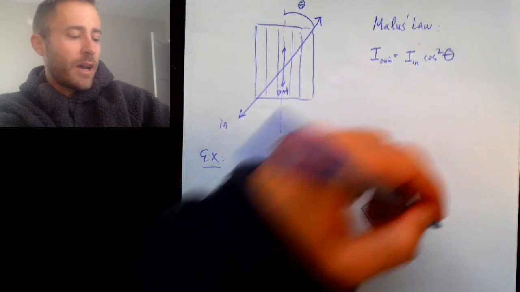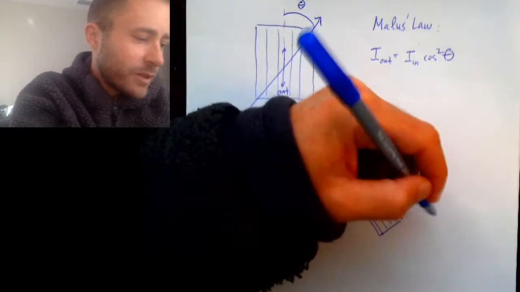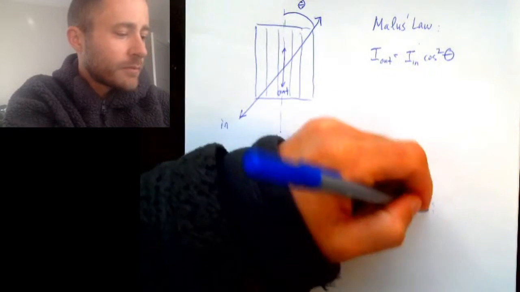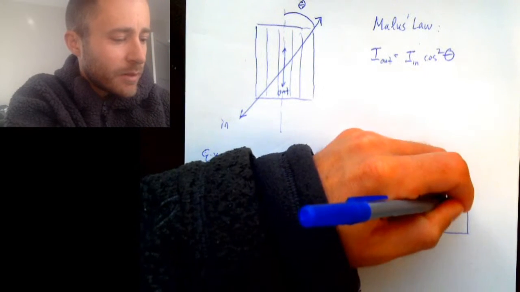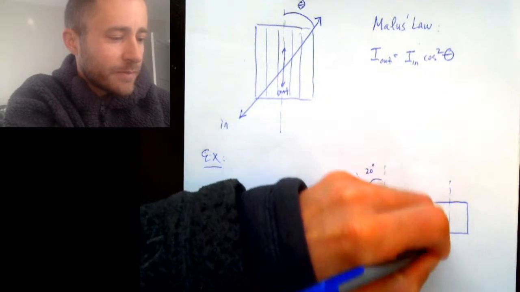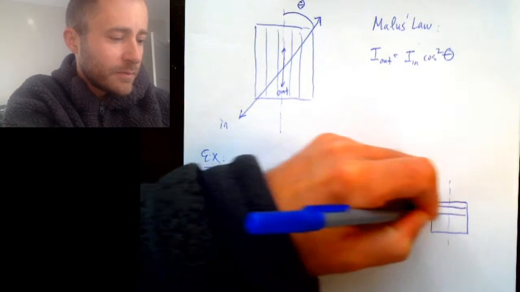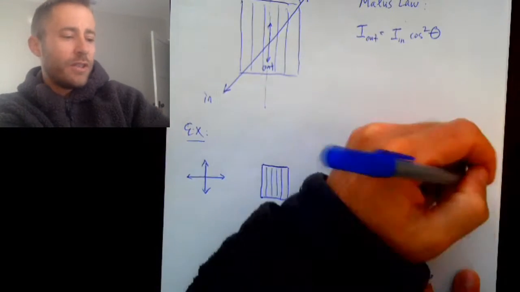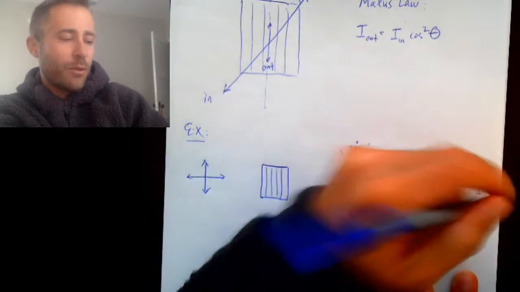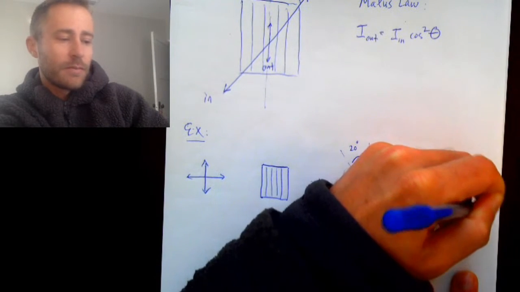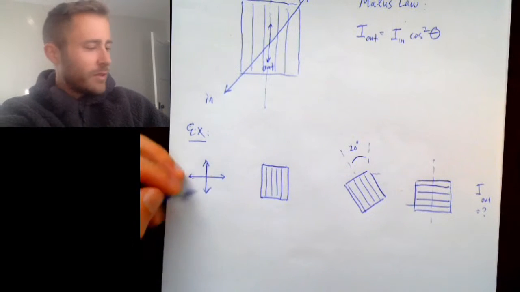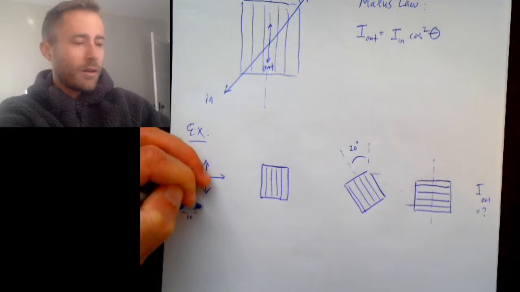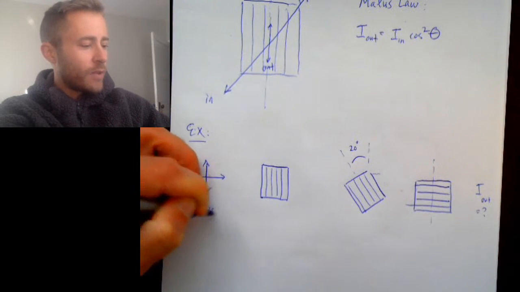And then it's passed through another polarizing filter that makes an angle of 90 degrees, like that. And so we want to know, what is the intensity that goes out? Let's suppose that the incoming intensity is 800 watts per meter squared.